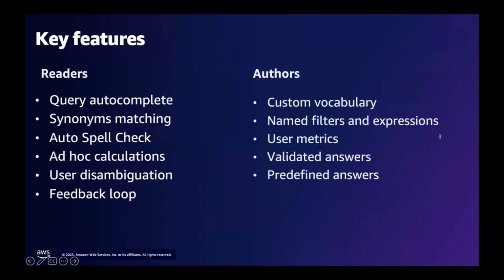Authors have the ability to see all the questions that are being asked, who asked them, when it was asked, and what the user feedback was. This is very, very important so that authors can further improve the answers. And finally, authors can create validated and predefined answers to questions that Q cannot answer yet.